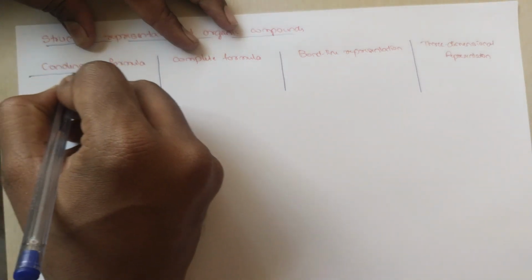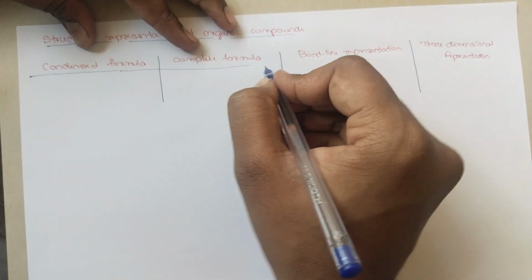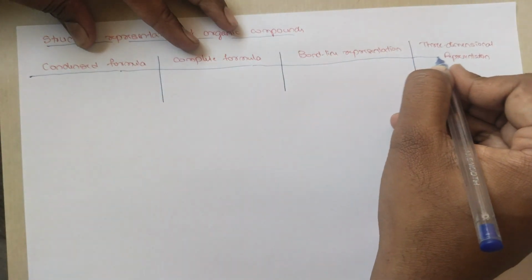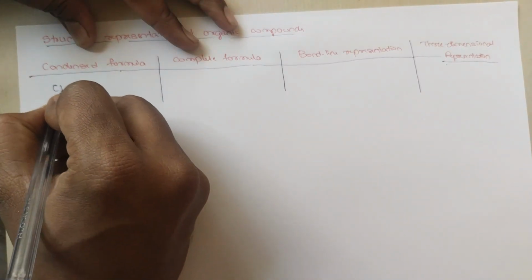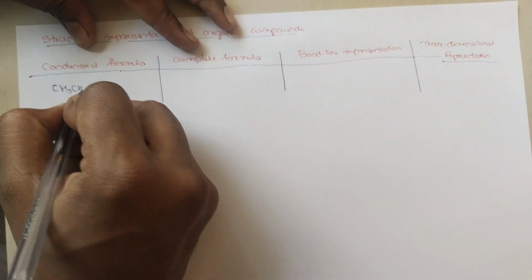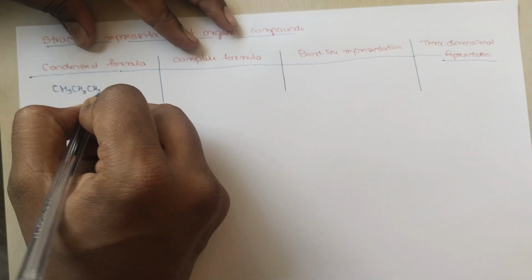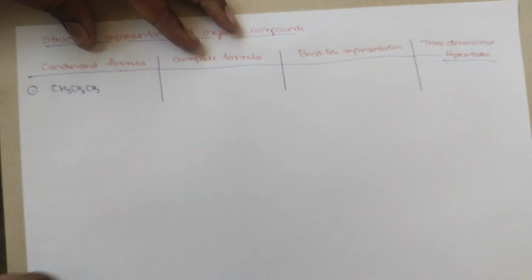Condensed formula means there is no need to show the bonds. Okay, you can say, let us write CH3 CH2 CH3, this is a condensed formula.